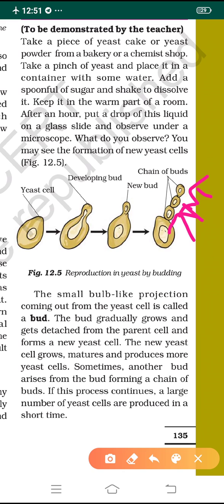If this process continues, a large number of yeast cells are produced in a short time. It continues to produce, so in a very short time we will get the production of many yeast cells. So dear students, we have now understood how reproduction in the yeast cell takes place.